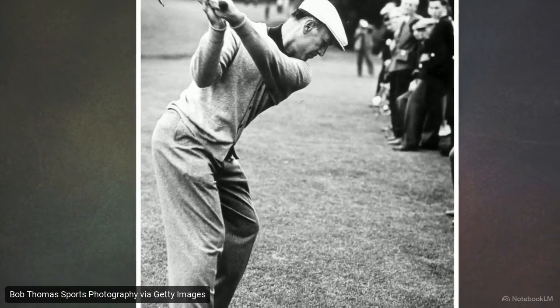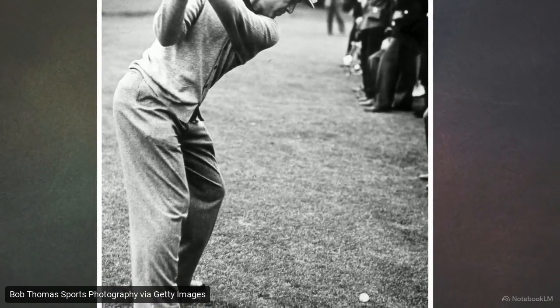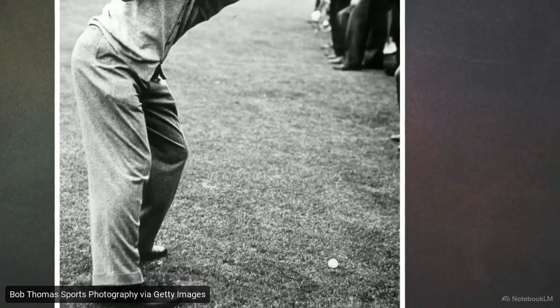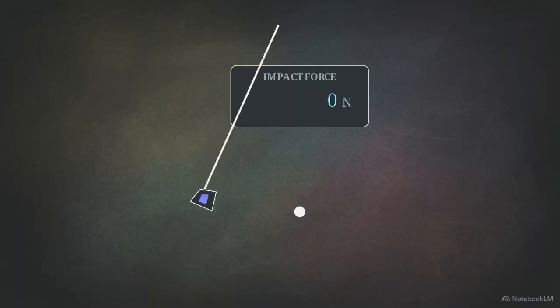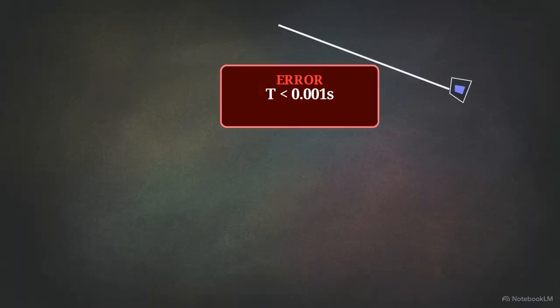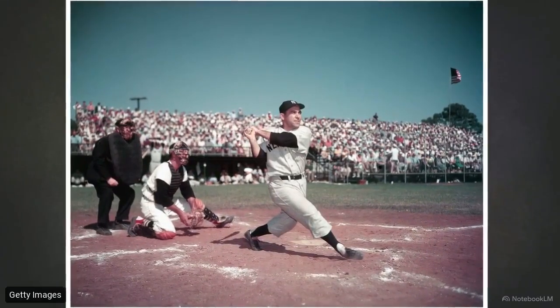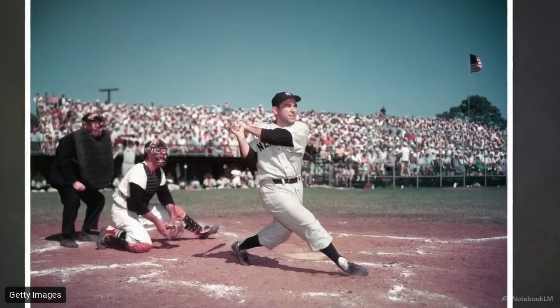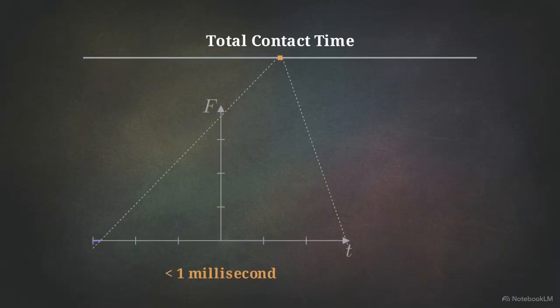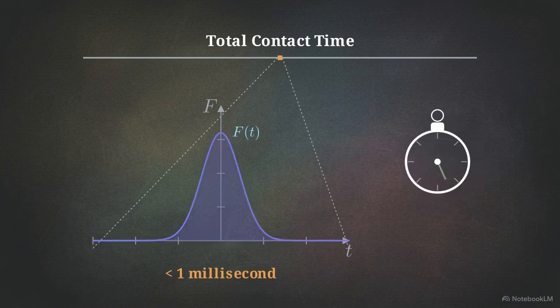Think about the moment a golf club strikes a ball. It's a violent, instantaneous collision. If we wanted to measure the exact amount of force applied in that split-second impact, we run into a major physical problem. In a baseball hit, the actual contact happens in just fractions of a millisecond. That window is far too small for any standard instrument to measure the force directly as it changes.